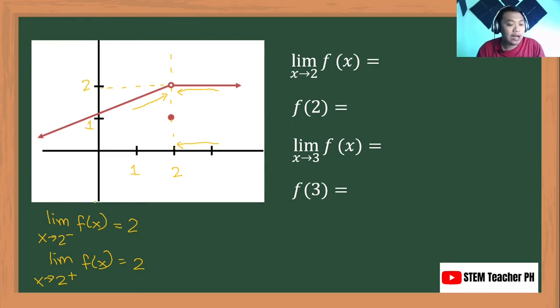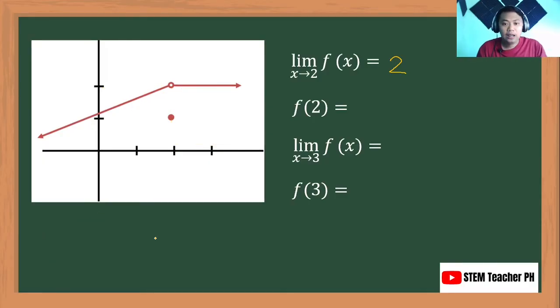So, that is our limit from the left side and right side. In that case, since they are the same, they are both positive 2, then the limit of our function as x approaches 2 is just equal to that same value, that is 2. Then, next we will look for the value of the function at 2. Here is where the value of the limit and the function differ. That is why the concepts of limit and function are not the same.